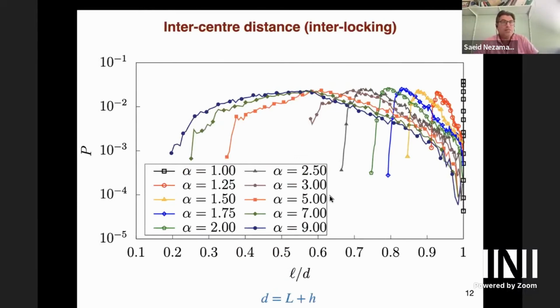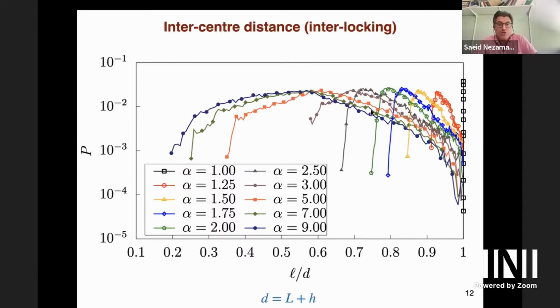Here you see the distribution of distance L between the centers of hexapods for different values of alpha. They are normalized by D, the length of a lobe. We see that the distributions are tight for low values of alpha, and they get larger as alpha increases. For this case, at the beginning, the peak values are close to the minimum distance. This means that most hexapods are interlocked at the closest distance.